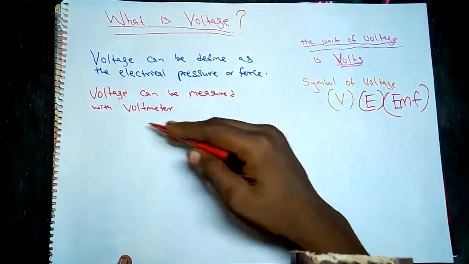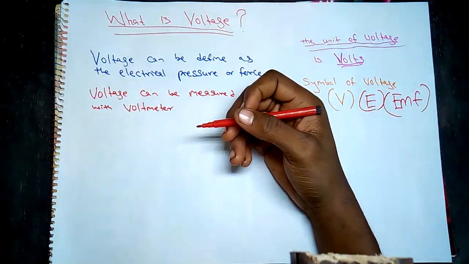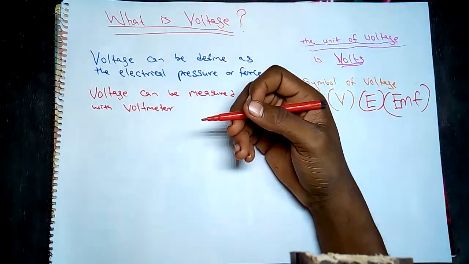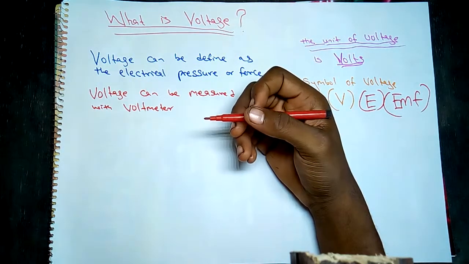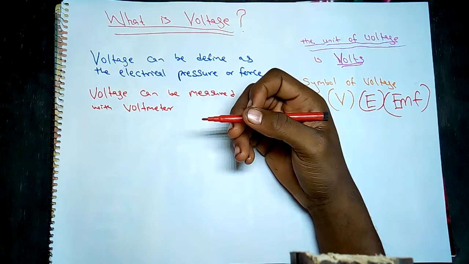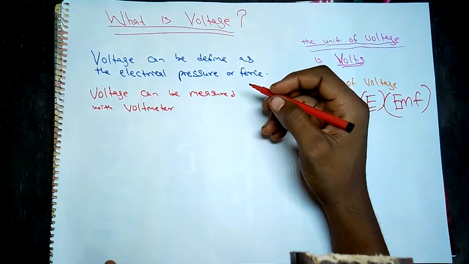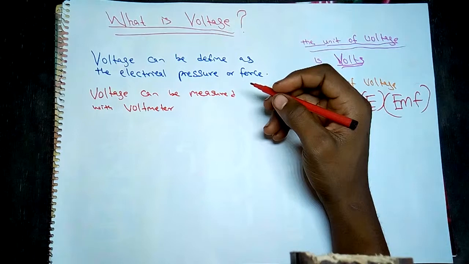And voltage can be measured with a voltmeter. But nowadays, technology has advanced everything. We now use a digital multimeter that can measure your voltage. So let me further explain this voltage in a way that a beginner will understand. But before that, if you have not watched our previous video, there will be a link in the description. Make sure you watch that so that you can follow what we are saying here.